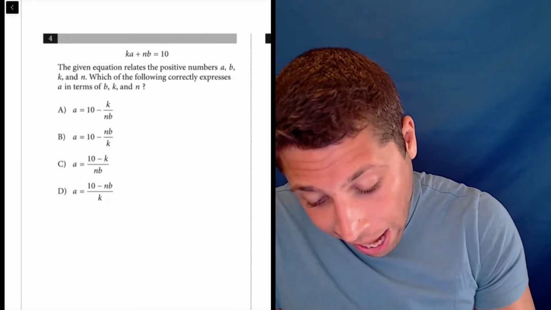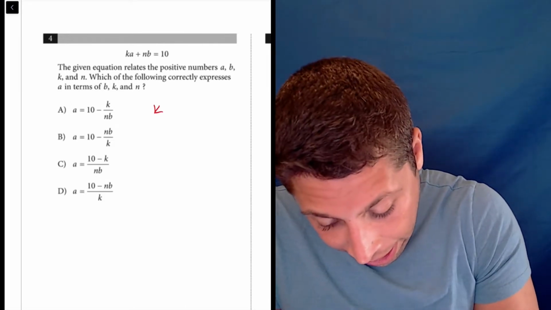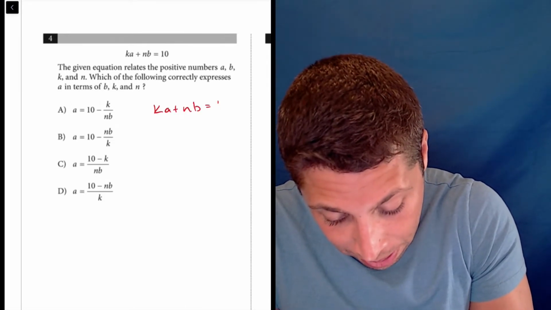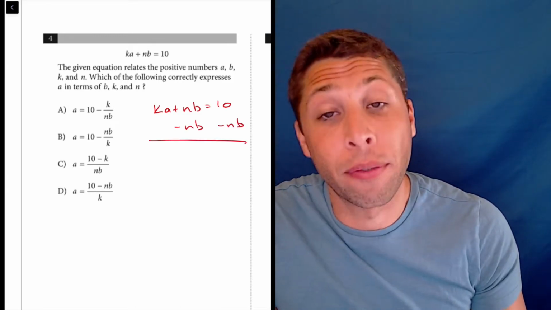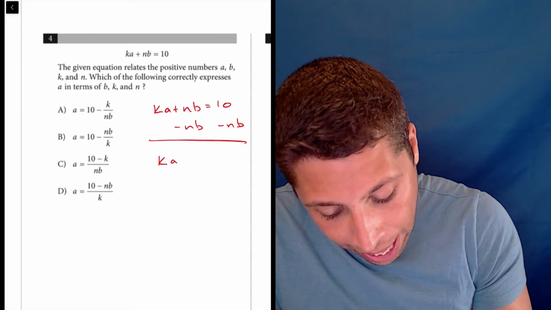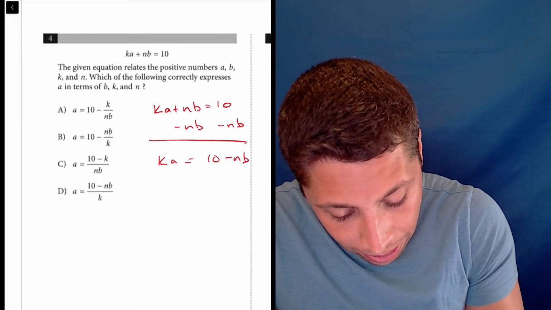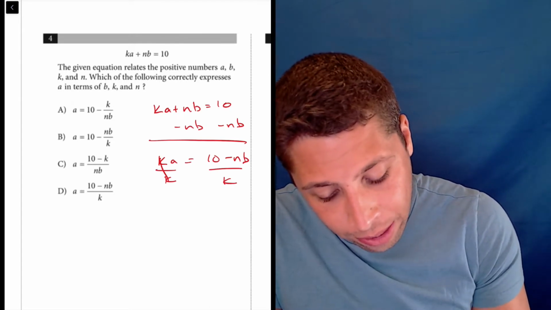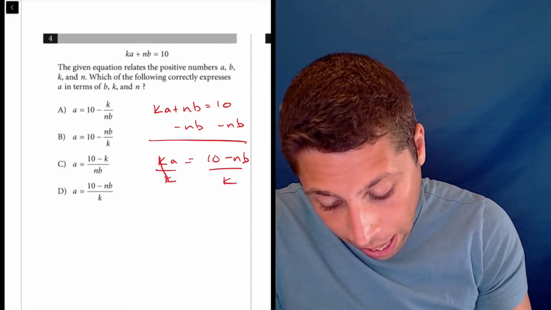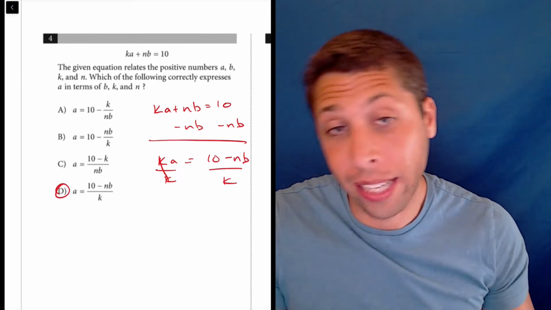I'm solving for a. So if I had ka plus nb is 10, my first move would be to subtract nb from both sides. I want to get a alone, so that's 10 minus nb. And then to get it alone, we divide by k, and there you go. A is equal to 10 minus nb over k. 10 minus nb over k is choice D.